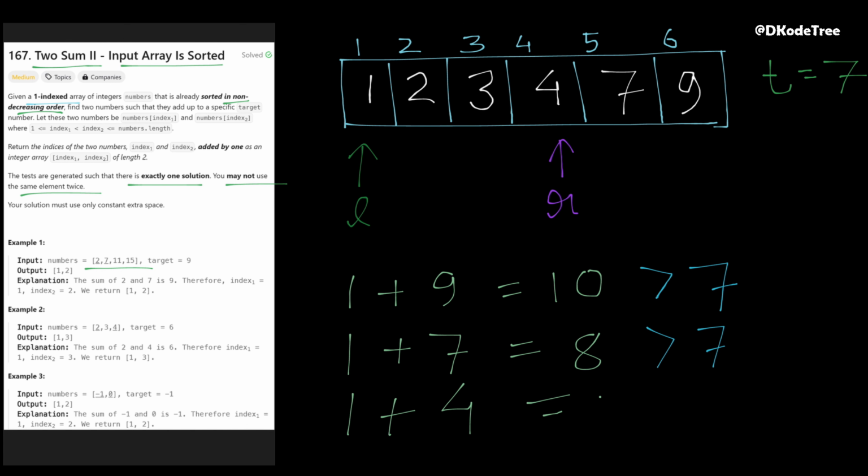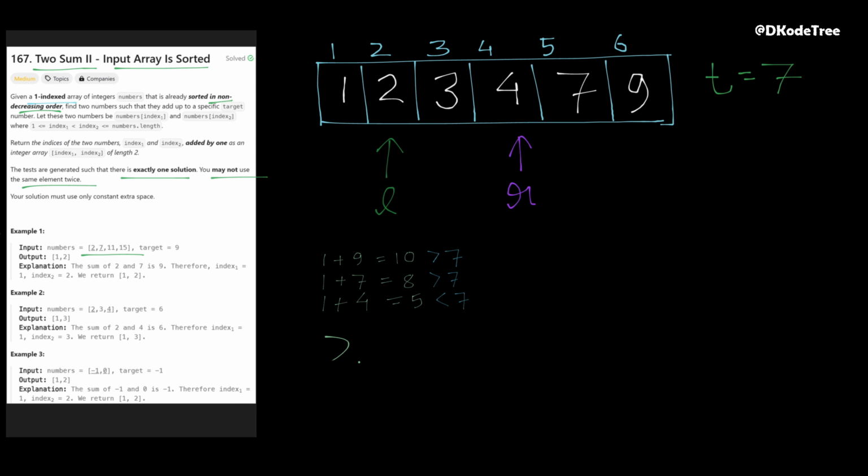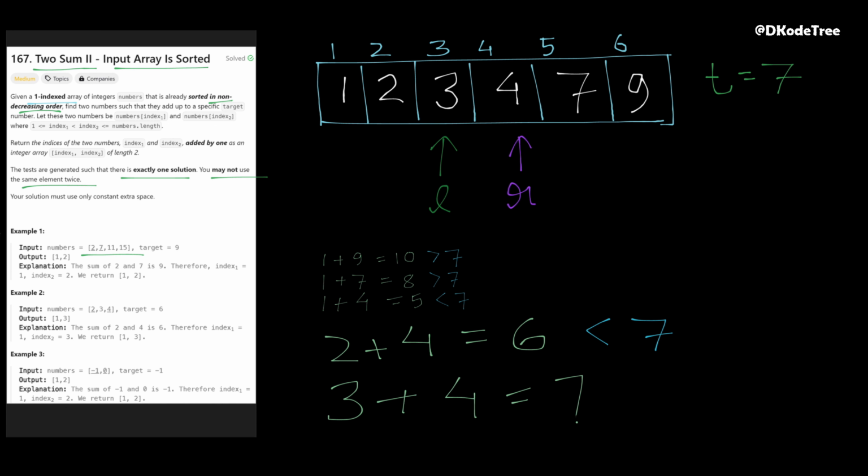Next is 1 plus 4 is equal to 5, which is actually less than 7. So in this case, we need to increase the sum. So we will move our left pointer. Next, we will calculate 2 plus 4 is equal to 6, which is less than 7. So we still need to increase the sum and we will move our left pointer. Now we will add 3 plus 4 equal to 7. And this is equal to our target. So we can return the indices of 3 and 4 as the result. The index of 3 is 3 and the index of 4 is 4 in this case.